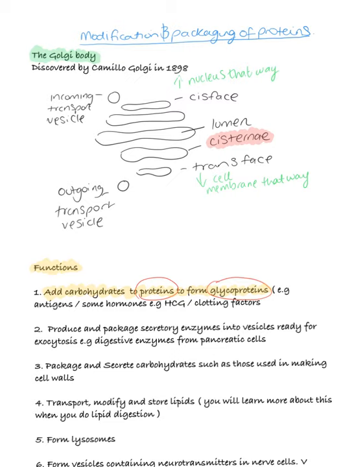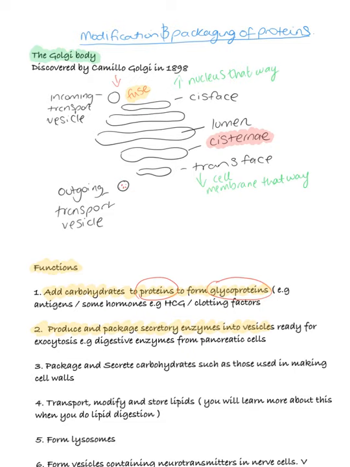The other thing that they can do is produce and package secretory enzymes. So let's just think about that. The enzyme would be synthesized on the rough endoplasmic reticulum, and then it would be transported via an incoming transport vesicle where it would fuse with the cis face of the Golgi body, and then within the Golgi body all these different digestive enzymes might be packaged up and then put into an outgoing transport vesicle, and then that vesicle could be exocytosed out of the cell.